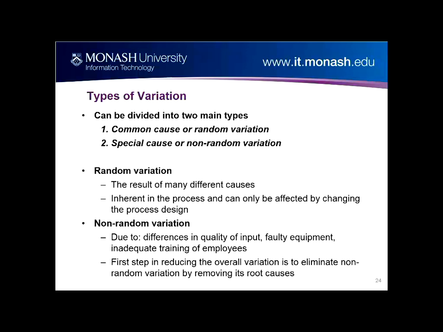So what is the first step of reducing the variation? It is basically to reduce non-random variation by removing its root causes. What is the real cause of this variation? Low quality input, faulty equipment, or inadequate training of employees. How to remove that? Inadequate training of employees: send employees for training. Low quality input: make sure that you check your supplier's quality. So that is to reduce the non-random variation.